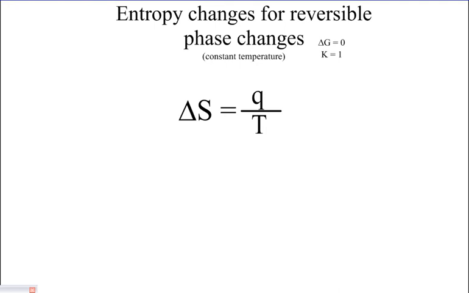Q will be positive if it's an endothermic reaction and negative if it's exothermic. And we're always going to use the temperature in Kelvin. Q will be in joules per mole. So our units for S are going to be joules per mole Kelvin.